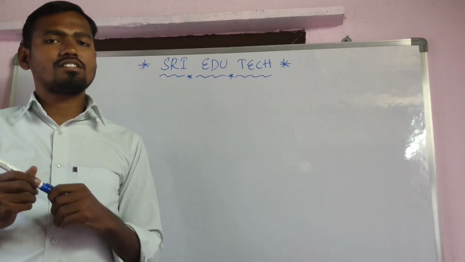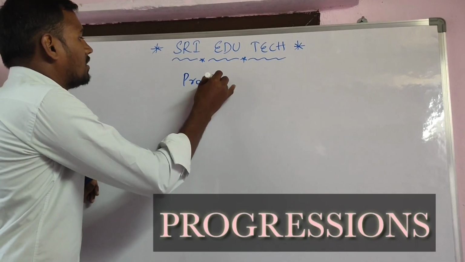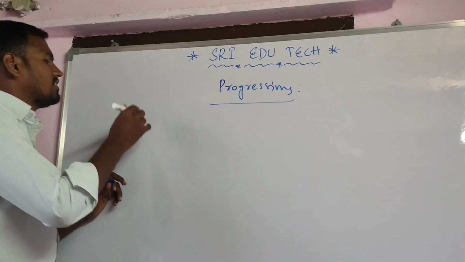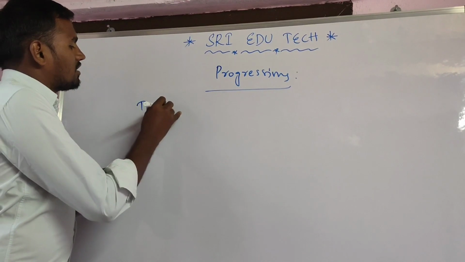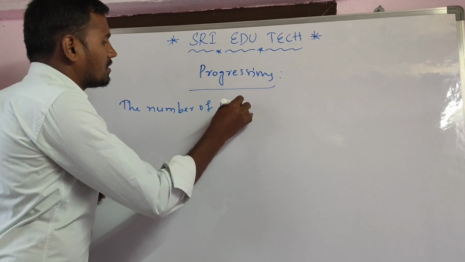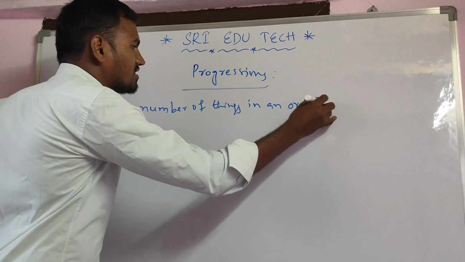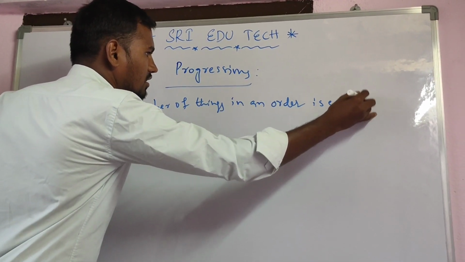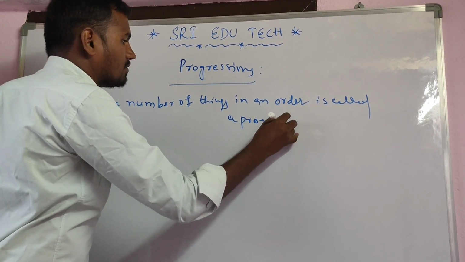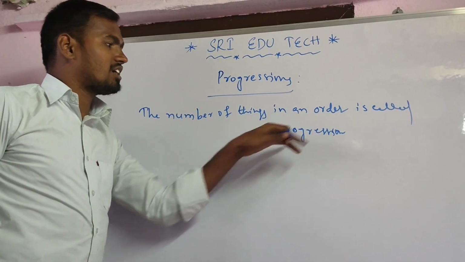Today we are discussing the progressions chapter only. Progressions. First of all, what is the meaning of progression? Progression means the number of things in an order is called a progression.